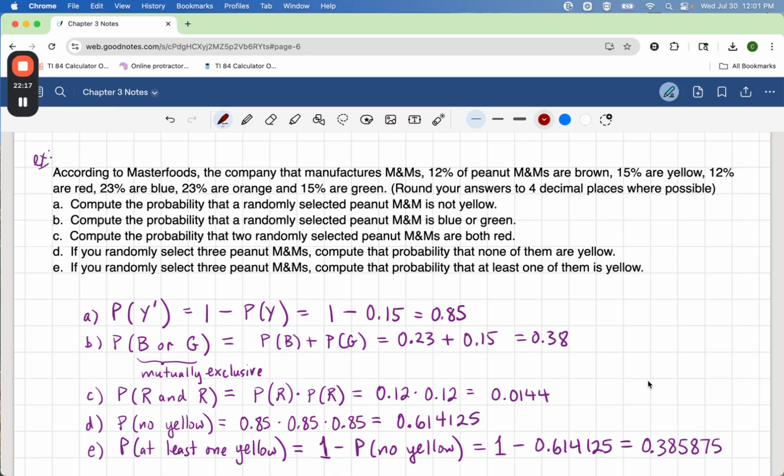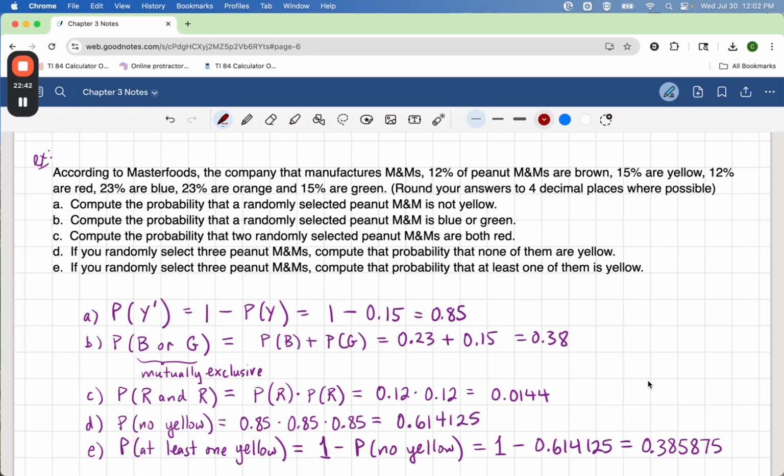Probability you pick a red and then another red. We're going to assume they're independent events because we just have a whole boatload of M&Ms. So 12% chance you choose a red one on the first one, 12% chance on the second one, multiply them together, you get 1.44% or 0.0144.